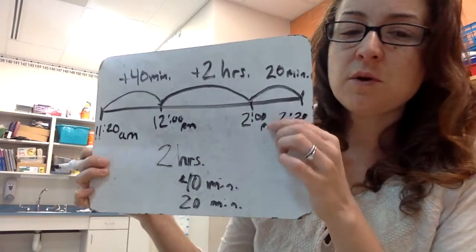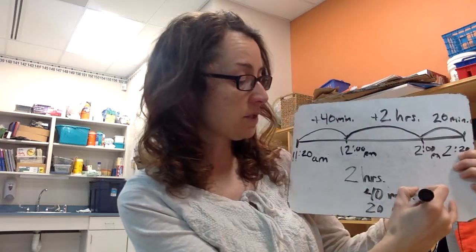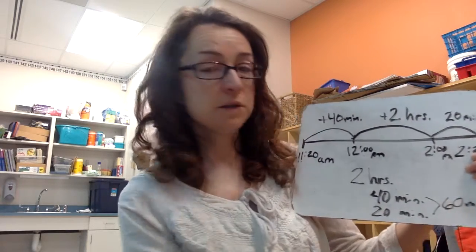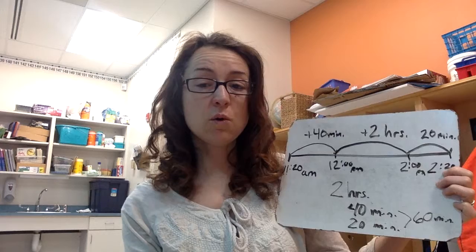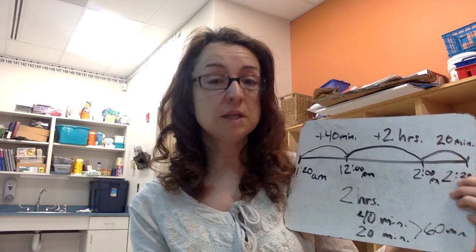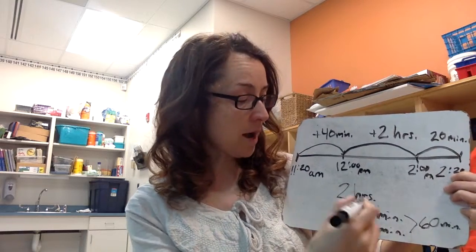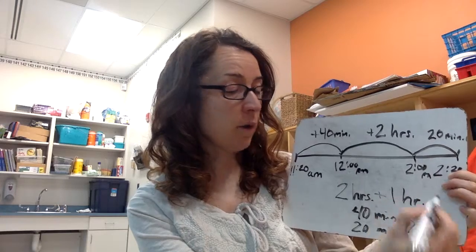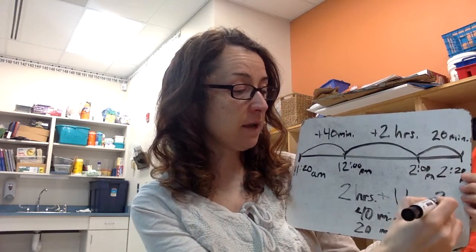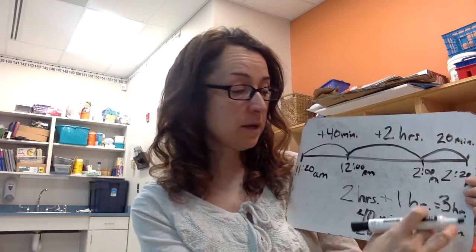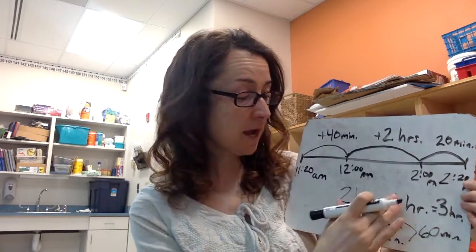So first things first, I'm going to take my 40 minutes plus my 20 minutes. I'm going to add these two numbers together, and I know that is 60 minutes. So 60 minutes right there. Now, we just talked about this, I also know that 60 minutes is 1 hour. So I'm going to say I'm going to have 2 hours plus 1 hour, and that's going to give me 3 hours. So my total elapsed time is going to be 3 hours based on how I did this.